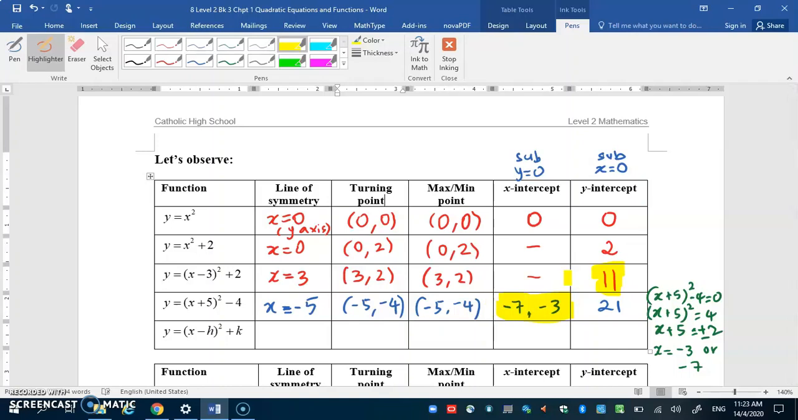How do I get the y-intercept? I just explained to you. You sub in x equals 0. So this will become 25, right? 5 squared is 25. Minus 4, you get 21. That's how they got the 21 over here. So we've already done until this step. We've plotted 1, 2, 3, 4 graphs. Now let us come up with some observations.